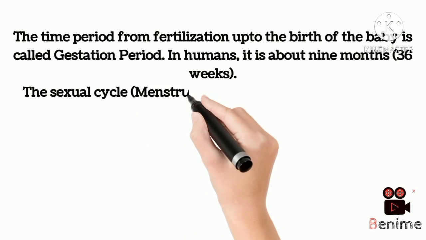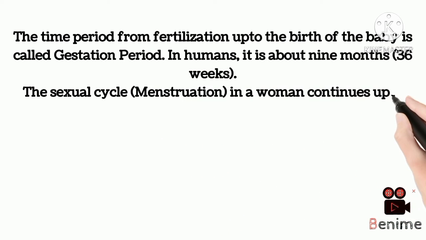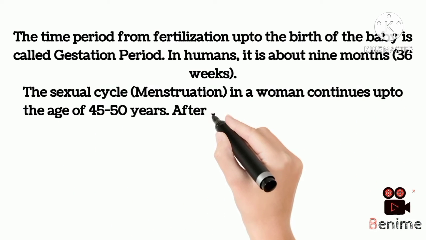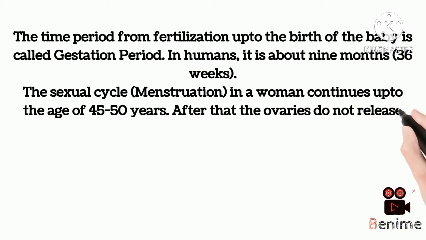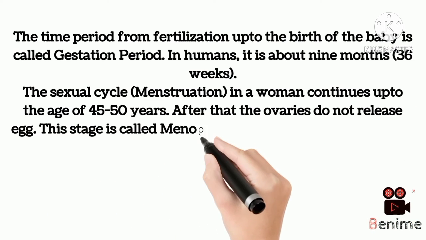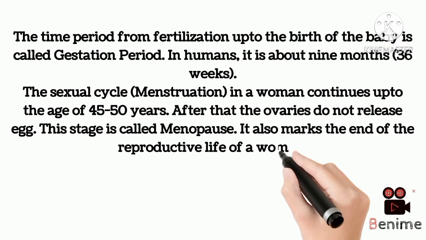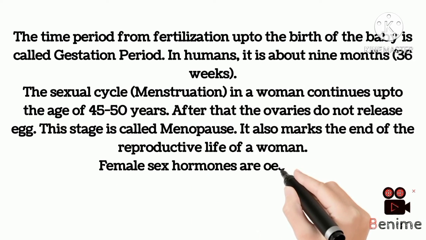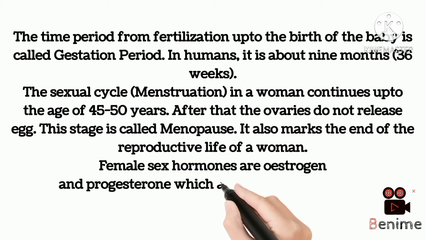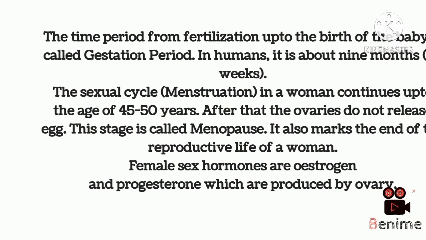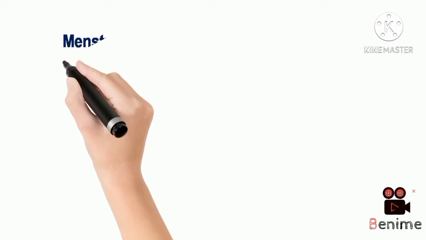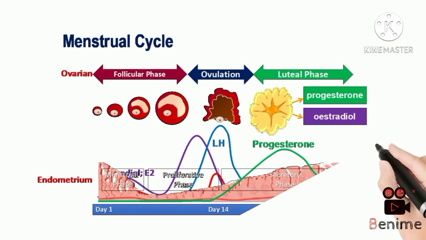The sexual cycle, menstruation, in a woman continues up to the age of 45 to 50 years. After that the ovaries do not release eggs. This stage is called menopause. It also marks the end of the reproductive life of a woman. Female sex hormones are estrogen and progesterone, which are produced by the ovary. The image of the menstrual cycle is shown on the screen as follows.